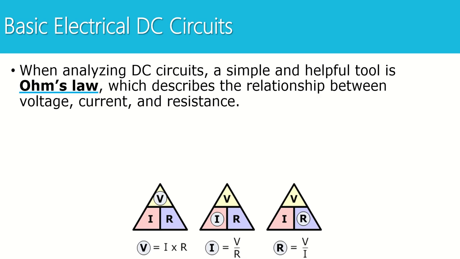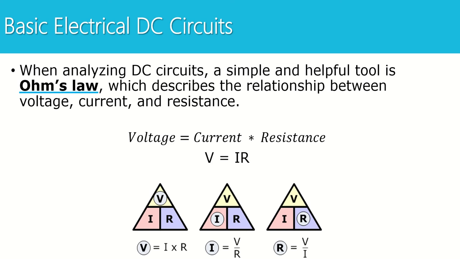When analyzing DC circuits, a simple and helpful tool is Ohm's law, which describes the relationship between voltage, current, and resistance. Ohm's law is represented as voltage equals current times resistance, or V equals IR for short. So it's a very simple formula that we can manipulate to solve for any missing value. So down here at the bottom is a nice, easy way to remember Ohm's law and how to manipulate it to solve for what you need to find.